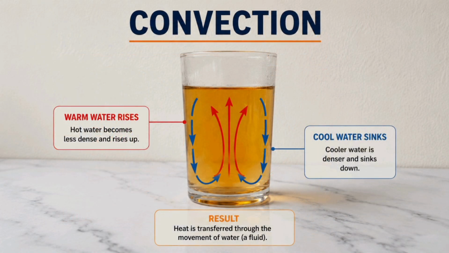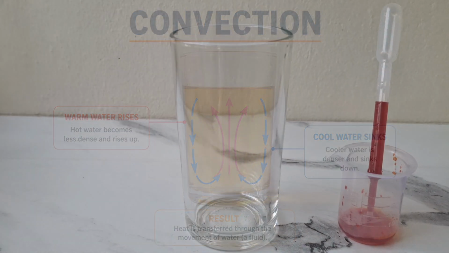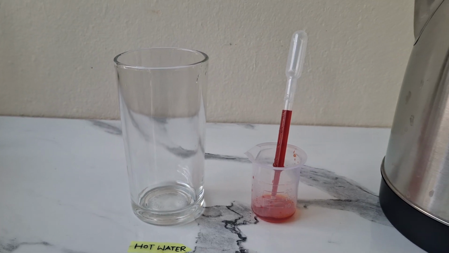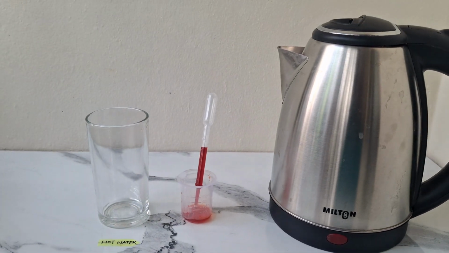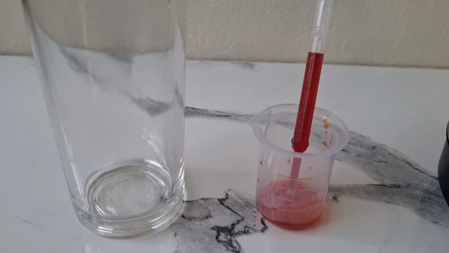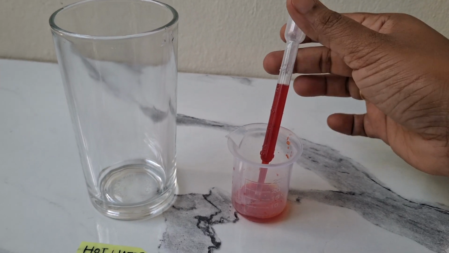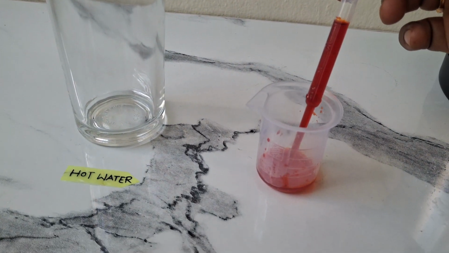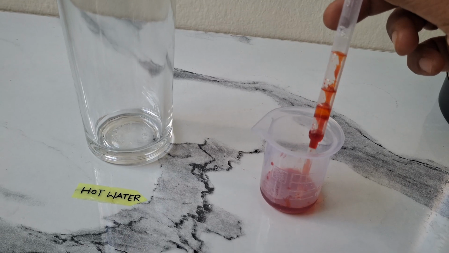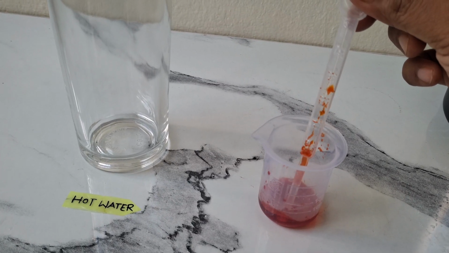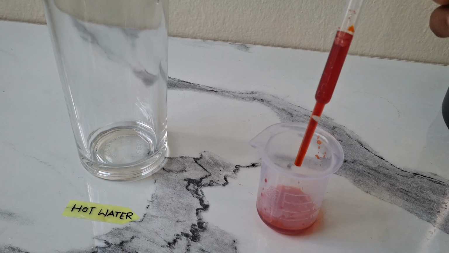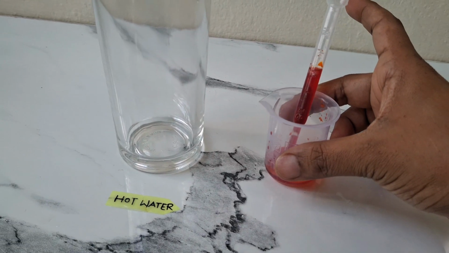The next experiment is heat transfer by convection. The main aim of this experiment is to demonstrate heat transfer through the movement of liquid. Materials required: a transparent glass, hot water, food colors and a dropper. Principle: convection is the transfer of heat through the movement of liquids or gases.